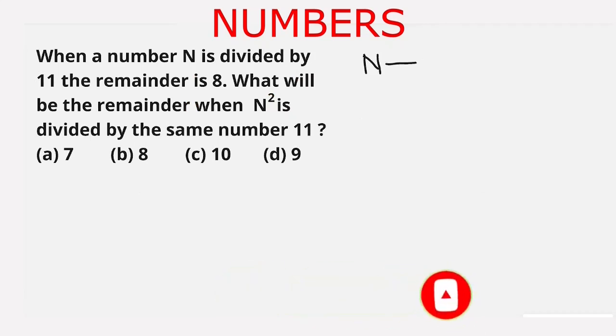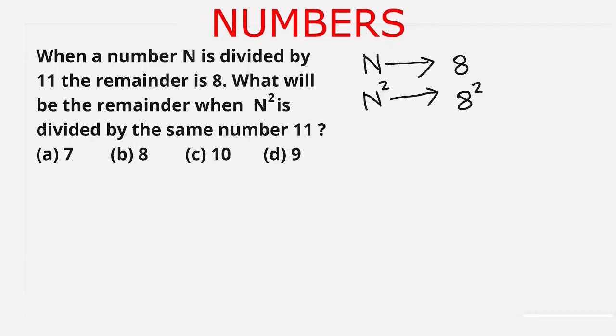When n is divided by 11, the remainder is 8. When n square is divided by 11, the remainder will be 8 square. And 8 square equals 64. Since 64 is greater than 11, we have to divide 64 by 11 to find the final remainder.